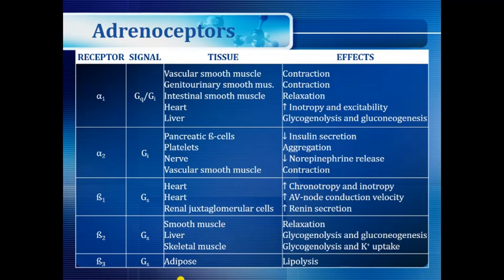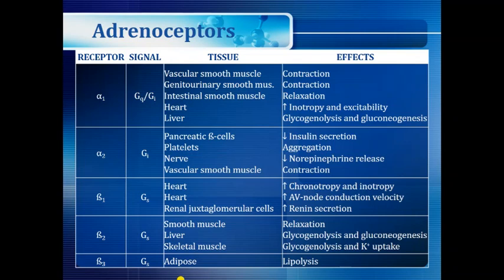Now we come to beta receptors. Beta 1 receptors are located on the heart and JG cells of the kidney. On the heart, they cause an increase in chronotropy, inotropy and conduction velocity, while stimulation of beta 1 receptors of JG cells of the kidney would lead to increased renin release.